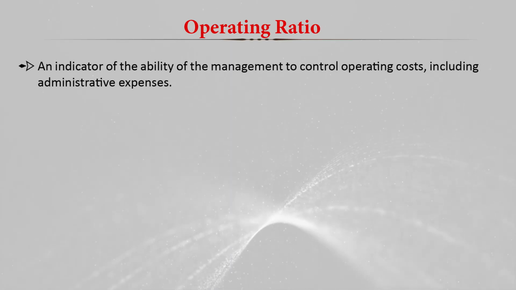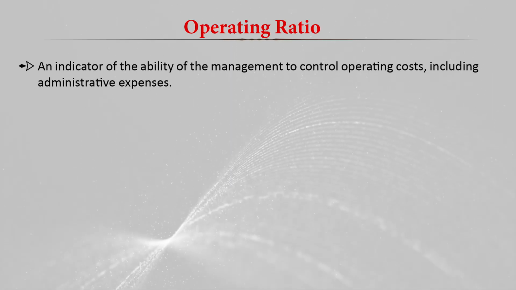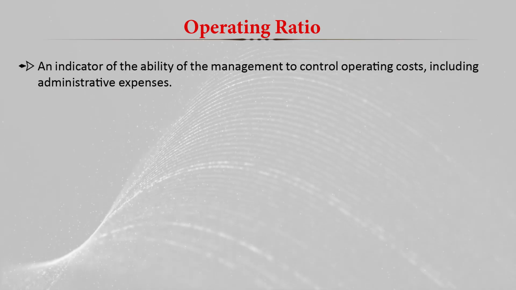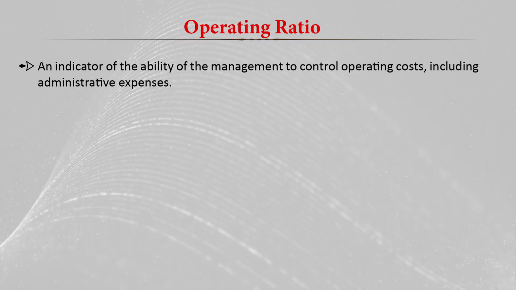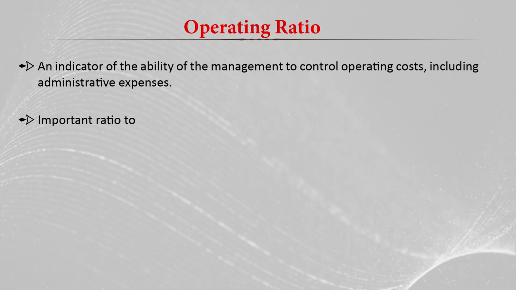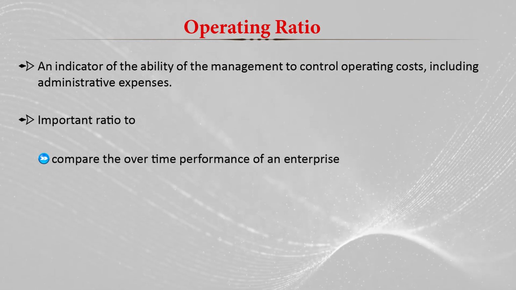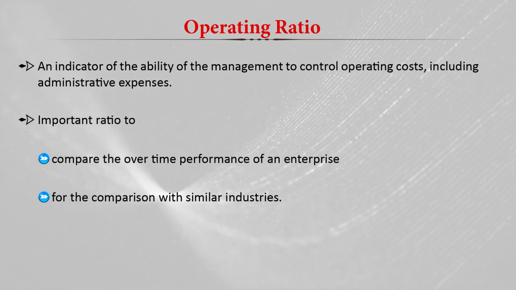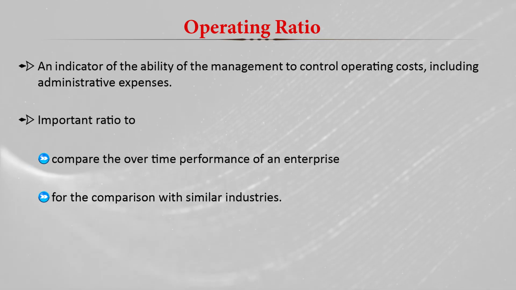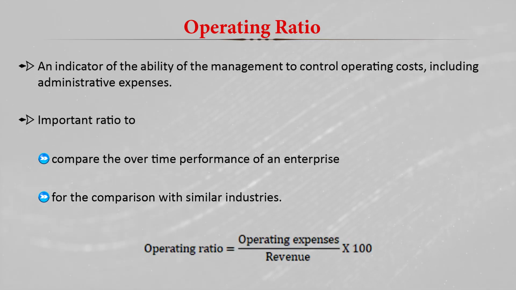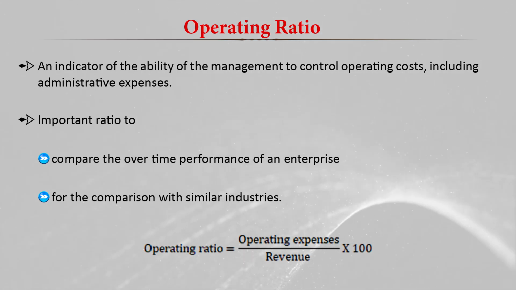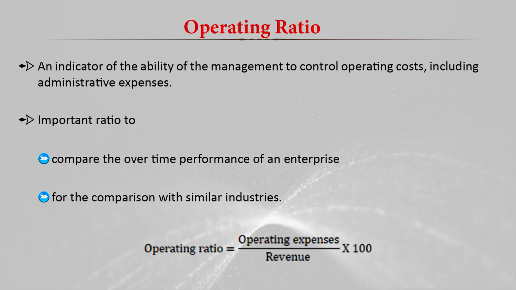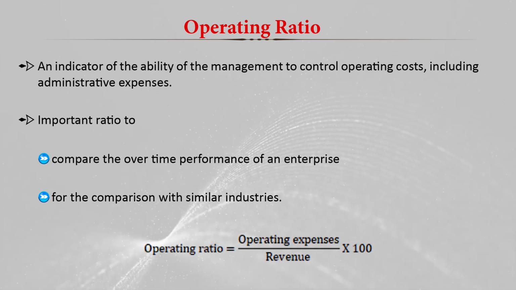Now we will move to the operating ratio. Basically, it is an indicator of the ability of the management to control the operating cost, including the administrative expenses. And this is a very important ratio to compare the performance of enterprises over time and for comparison with other similar industries in the market. The formula for calculating operating ratio is operating expenses divided by revenue and multiplied by 100, so that we can express it in percentage terms.